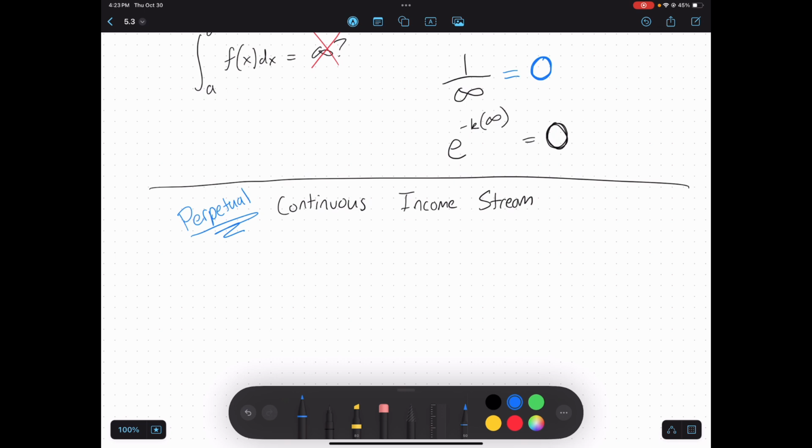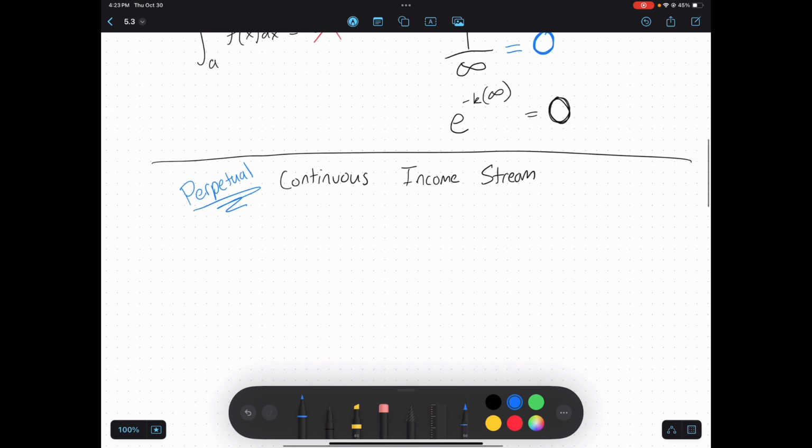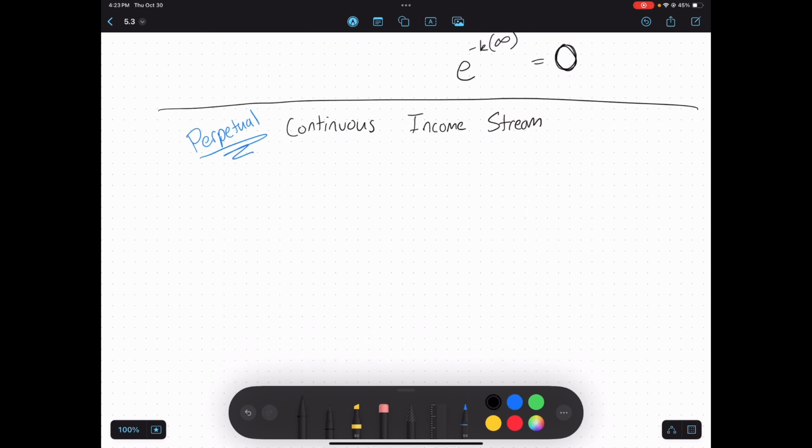What if instead of having a fixed amount of time that we do this for, we say, okay, no, I'm going to add this amount to my account every year forever, from now on, till the end of time. This would be considered a perpetual continuous income stream. And the question becomes, can I calculate future value and can I calculate present value?